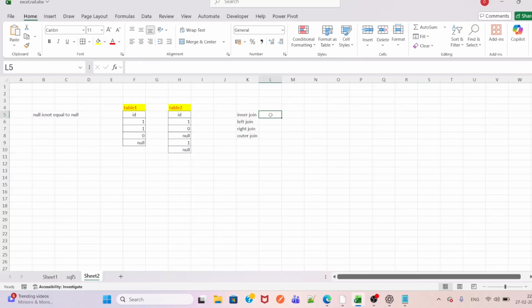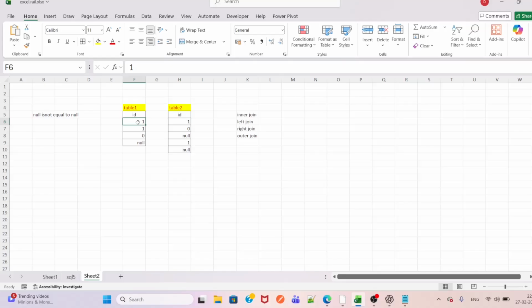So let's go for the inner join. I hope you know the concept that an inner join just fetches the common records within both table 1 and table 2. Here you can see we have a record of 1 which is duplicated in the left table, 1 plus 1, and we have two records of 1 in the right table as well.